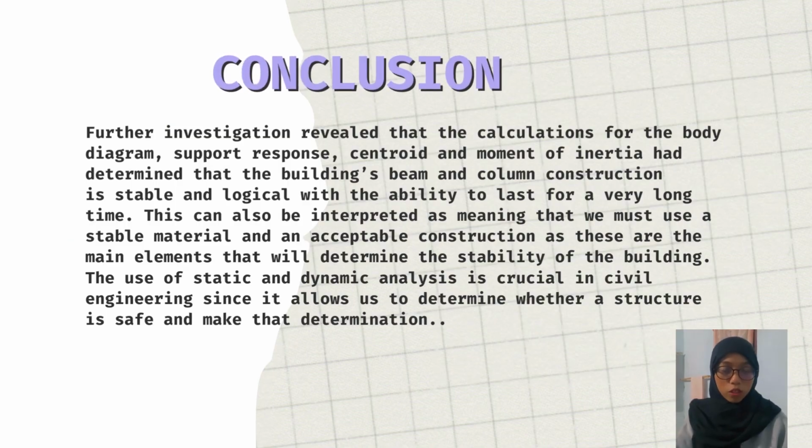Lastly, for the conclusion of the column and beam, further investigation revealed that the calculations for the body diagram, support reaction, centroid and moment of inertia determined that the building's beam and column construction is stable and logical, with the ability to last for a very long time. This can also be interpreted as meaning that we must use a stable material and an acceptable construction, as these are the main elements that will determine the stability of the building.